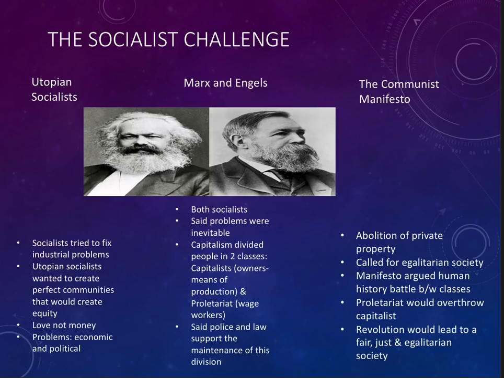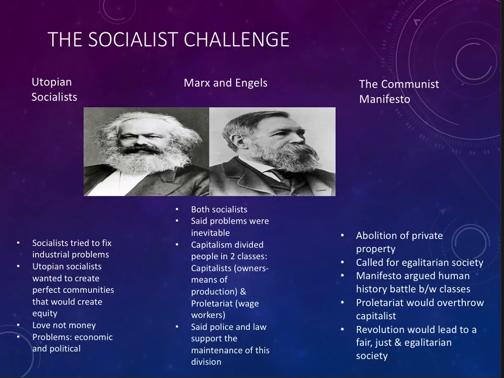However, because of that, we see these two men, Karl Marx and Frederick Engels, parlay that idea into their own thoughts. So they were both socialists and said the problems that existed in society were inevitable. Capitalism, they said, divided people into two classes: the capitalists, who were the owners of the means of production, the ones that owned the factories, and the proletariat, which were the people that worked in the factories. And they said that the police and the law are not there to protect the factory workers, they're there to protect the capitalists. So they said police and law support the maintenance of this division.